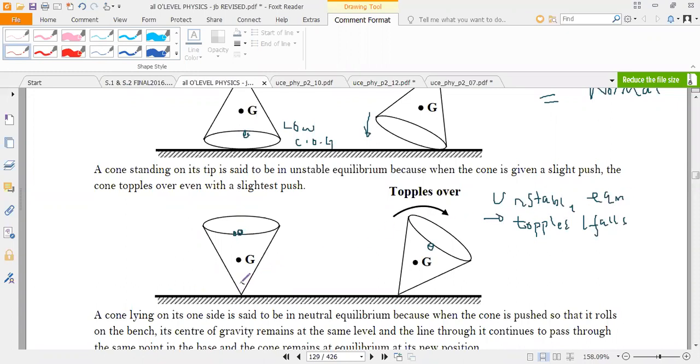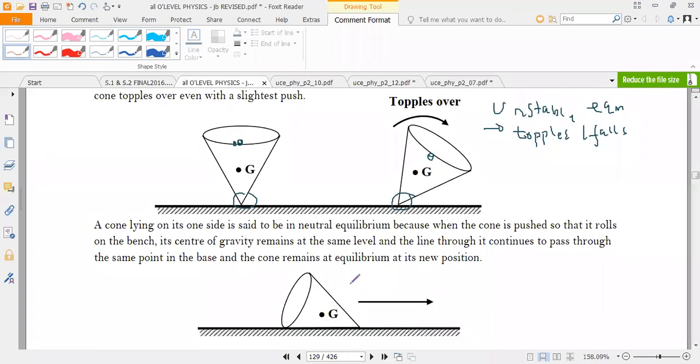So the base area is small. You can look at this part. The base area is small, so when you slightly tilt it, it falls over. Then for neutral equilibrium, the center of gravity is exactly in the middle. So when you slightly tilt it, it just rolls over. For example, if you look at a ball, the mass is concentrated in the middle, such that even if you roll it, it just rolls over. There is nothing like it has fallen or toppled over, it just rolls over.